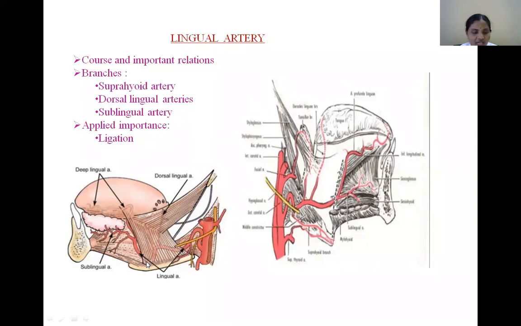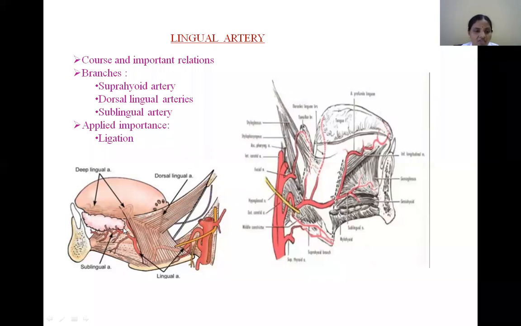Then the second segment is deep to this hyoglossus. Here it provides two dorsal lingual branches. The dorsal lingual branches, as the name indicates, supply the dorsal part of the tongue, the dorsal surface of the tongue and adjacent palate, meaning the soft palate and tonsil. Then the third part gives off the sublingual artery. This sublingual artery is important, supplies the sublingual gland and adjacent muscle also, but mainly it supplies the sublingual salivary gland.